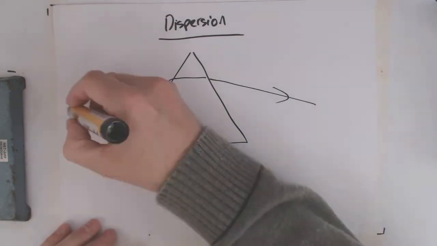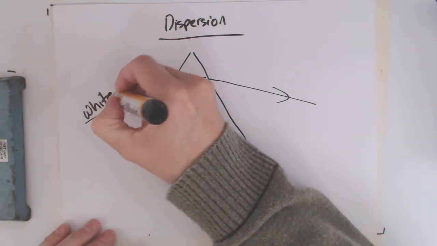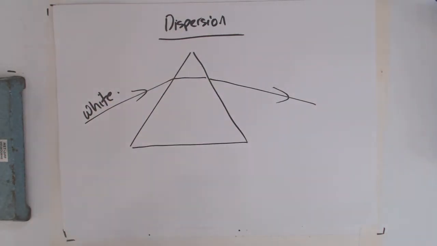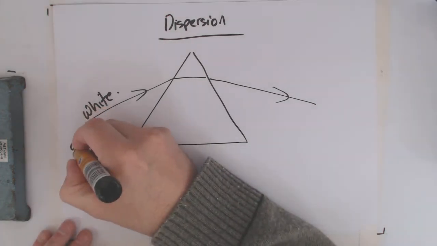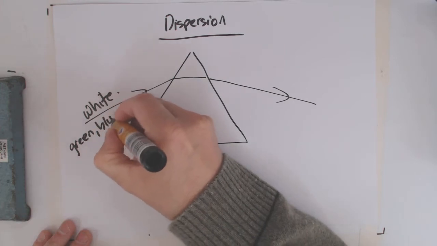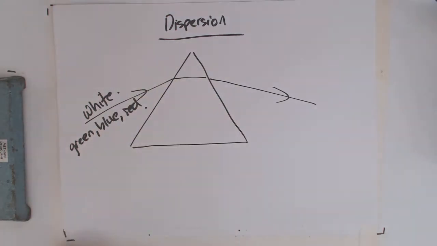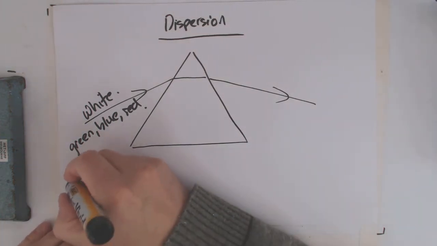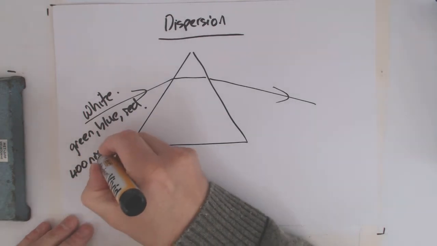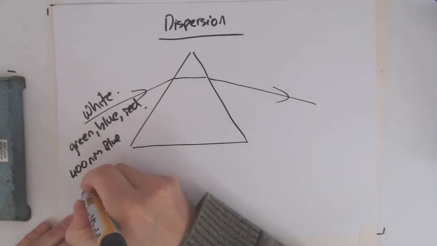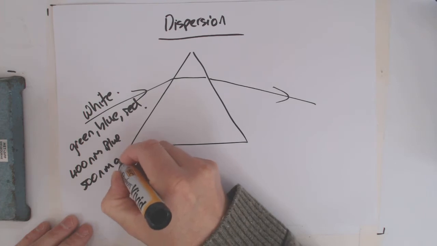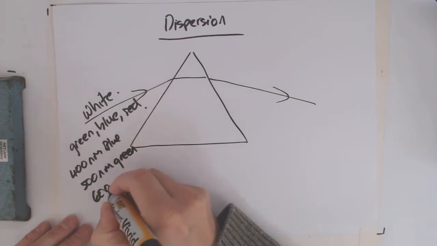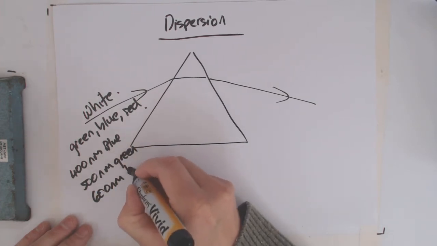Doesn't look like it at the moment, but you should know from your junior science that white light has 3 primary colours that can make every other colour, and those are green, blue and red. So when you put white light in, you've got these 3 colours, but they've all got different wavelengths. 400 nanometers is blue, 500 nanometers is green, and 600 nanometers is red.